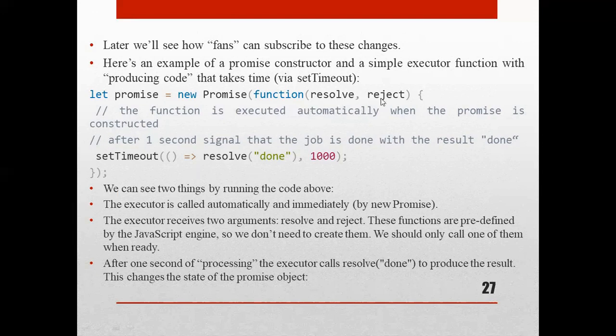These functions are predefined by the JavaScript engine, so we don't need to create them. We should only call one of them when it is ready. After 1 second of processing, the executor calls resolve("done") to produce the result. This changes the state of the promise object.